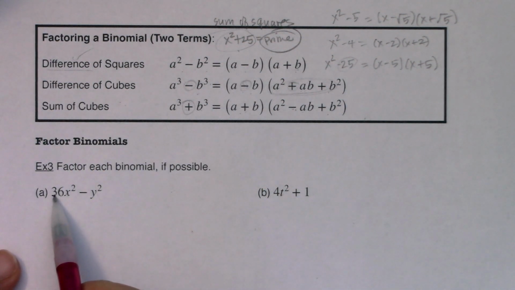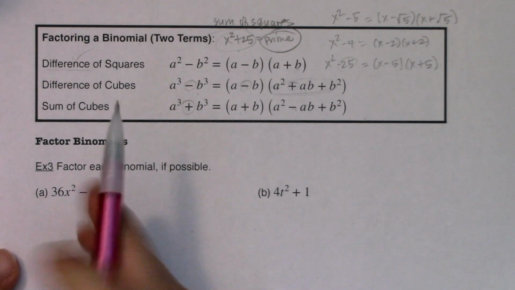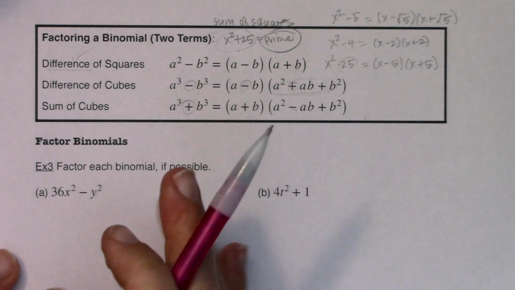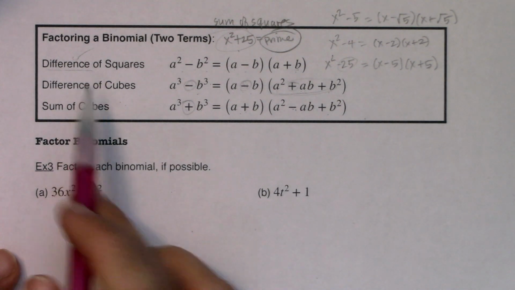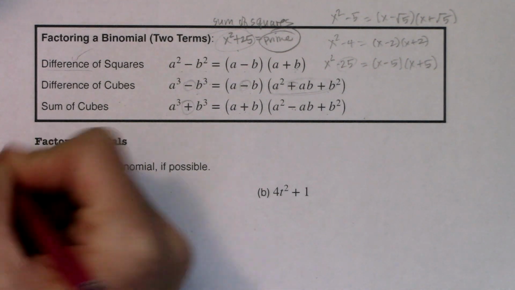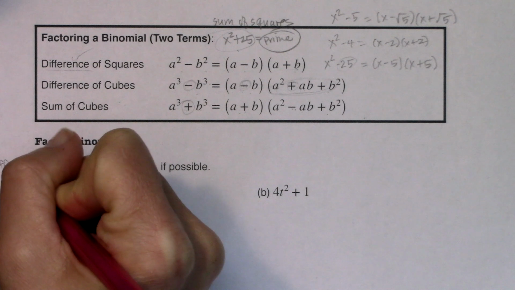So let's take a look at 36x squared minus y squared. Just by nature of the fact that these are squared, my spidey senses go up and I'm like, okay, I probably have some perfect squares in there. And then because this is subtraction, I'm looking at a difference of squares. So let me make sure we can see this in the margin. This one is going to be the difference of squares.